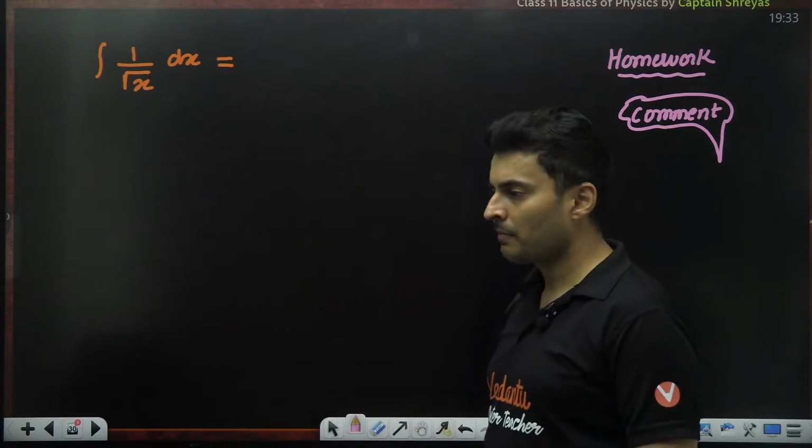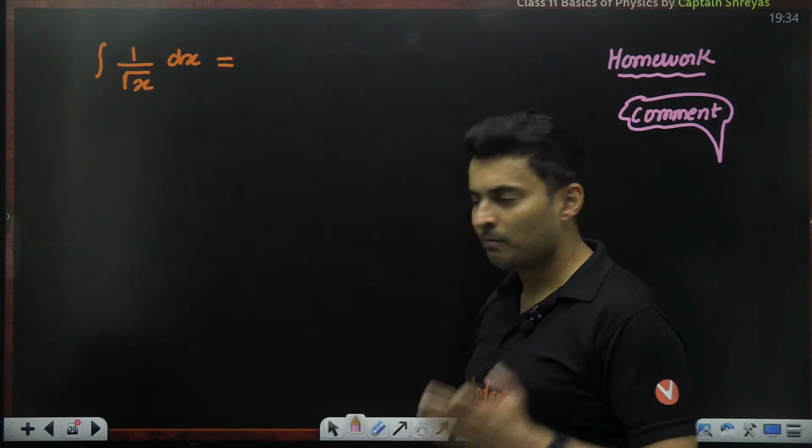This is your homework question. Integral of root of 1 by x dx. Okay, what is the answer? It's an indefinite integration.